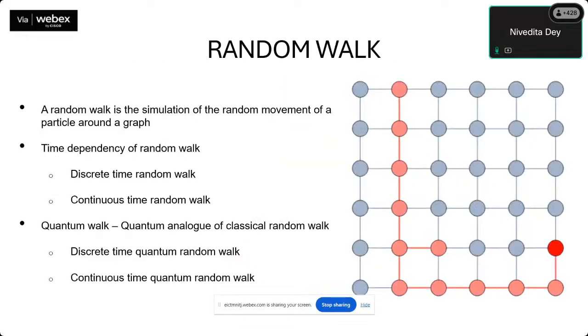Now the fifth one, that was the quantum walk. So I mentioned that quantum walk is nothing but the quantum analog of classical random walk. Don't ever call it a quantum random walk because quantum itself is always random.